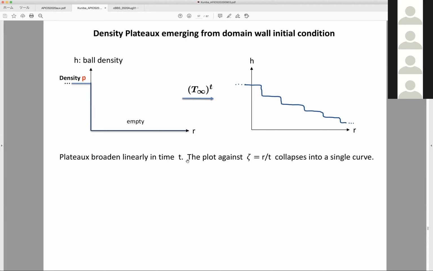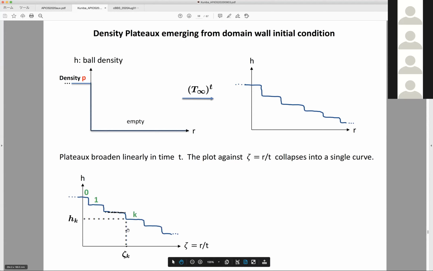So it's interesting to observe the universal curve with respect to this variable, which I call the ray variable, zeta. Then this curve collapses onto the single curve, like this. I will show you the data later. And the basic problem is to determine the profile of this universal curve, namely the h_k and zeta_k. So zeta_k is the position of the plateau, and h_k is the height of the k-th plateau, where k is the level of the plateau counted from the left.